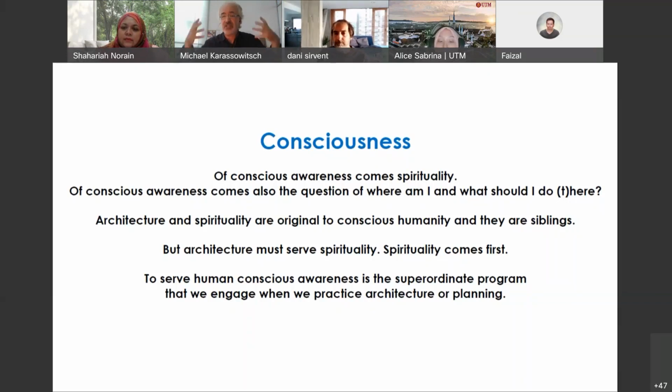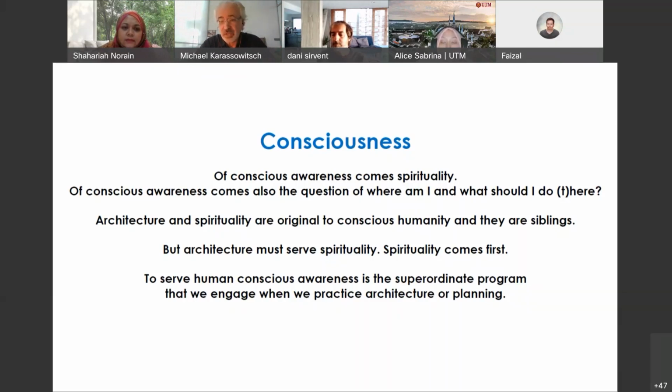Am I doing my best to respect nature, to respect the world? That is architecture. It's the external version of the internal version. They're siblings, and they came with the idea that I can say, well, here I am. Hey, it's me, right? Adam and Eve, waking up and seeing that, oh, I'm here. This is what architecture represents. But architecture always serves spirituality, because you can't take it with you.